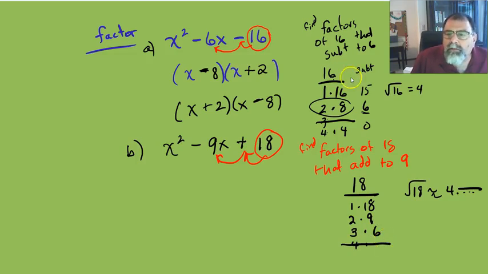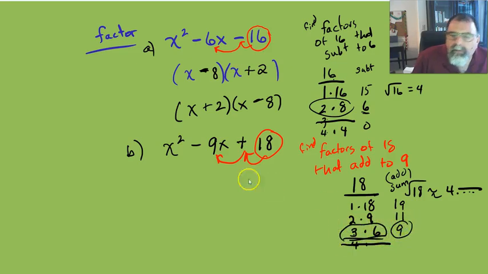Now we're going to add. So 1 plus 18 is 19. So this is our sum. We're adding. Okay, 1 plus 18 is 19. 2 plus 9 is 11. 3 plus 6 is 9. That's the one we want. So it's 3 and 6.